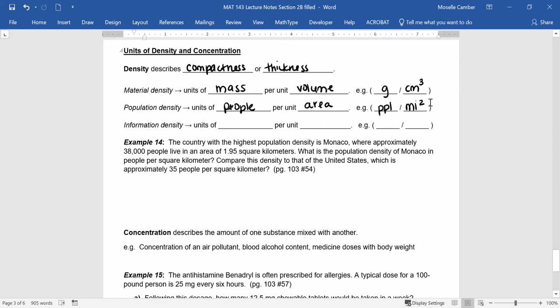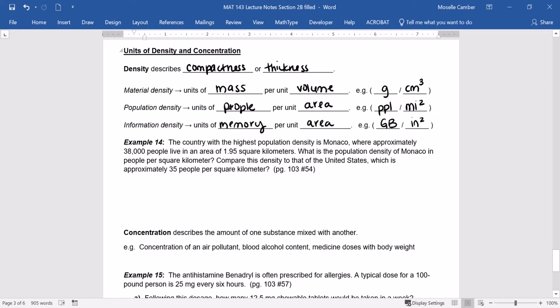Okay, information density. This is going to be the amount of memory per unit area. So for example, the number of gigabytes per square inch, like on the motherboard or whatever. So let's say example 14: the country with the highest population density is Monaco, where approximately 38,000 people live in an area of 1.95 square kilometers. What is the population density of Monaco in people per square kilometer? Compare this density to that of the United States, which is approximately 35 people per square kilometer.